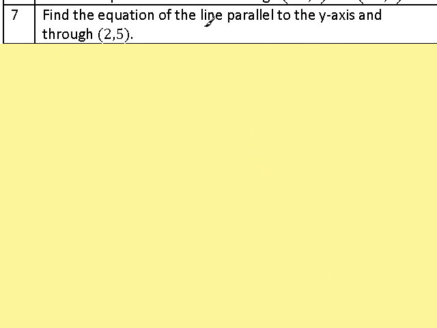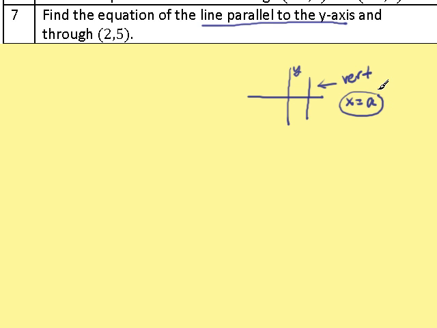Now we want the equation of the line parallel to the y-axis. Well, let's see if that is a horizontal or a vertical. So we just do a little sketch. Here's the y-axis. A line parallel to the y-axis is vertical. So once we realize it's vertical, let's write down the form of the equation, which is going to be x equal. And just pick off that x coordinate, and the equation of the line parallel to the y-axis and through this point is x equal 2.